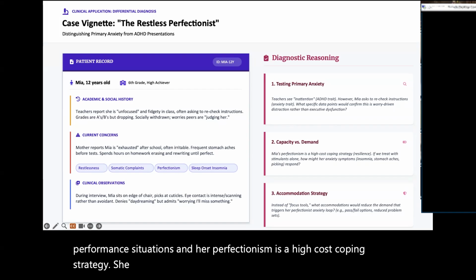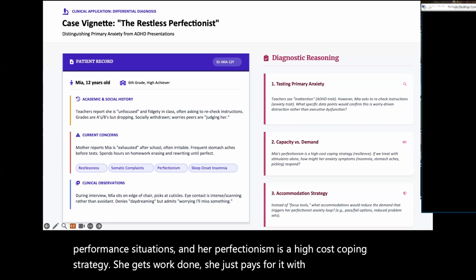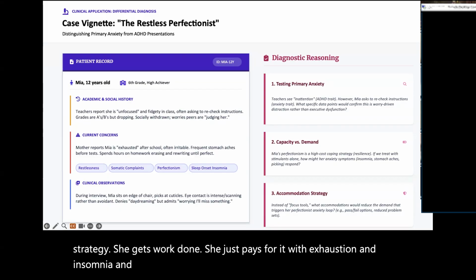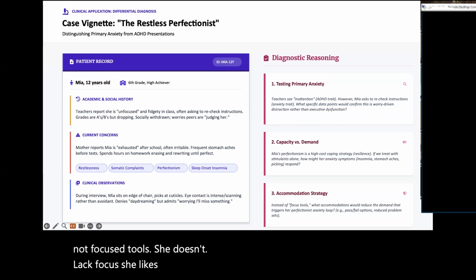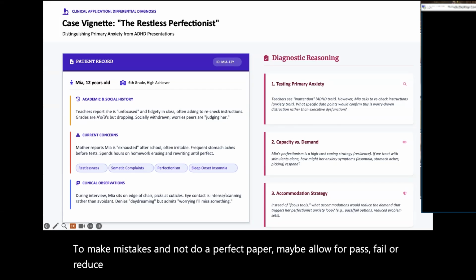She gets work done. She just pays for it with exhaustion and insomnia and the like. So the accommodation strategy here to help her is not focus tools. She doesn't lack focus. She lacks psychological safety. So this is the person you want to give permission to make mistakes and not do a perfect paper. Maybe allow for pass fail or reduce the volume of problems or create evaluation free practice spaces.